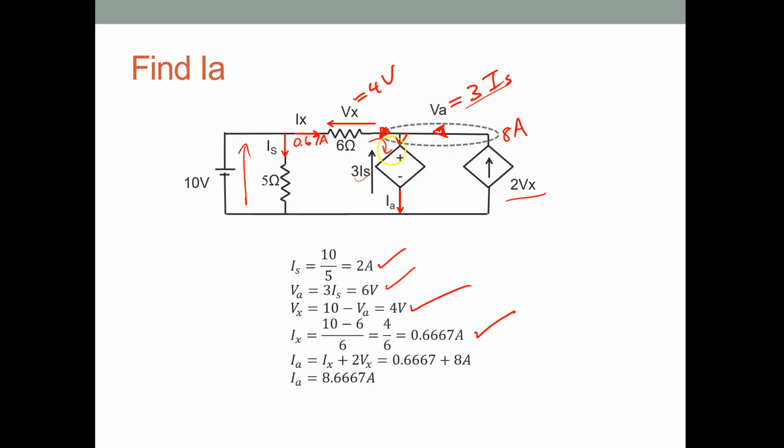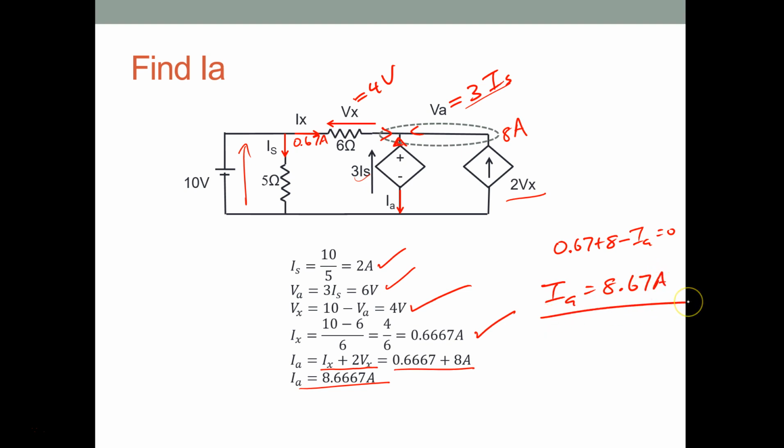So we can see that the current goes this way, and IA will be equal to Ix plus 2Vx, which is 8.667 amps. I could also write it the way we were doing before and look at all the currents coming in to the node, and that would give me 0.67 plus 8, and this current going into the node here is minus IA, is equal to 0, so I'll get IA is equal to 8.67 amps, exactly the same. Good.